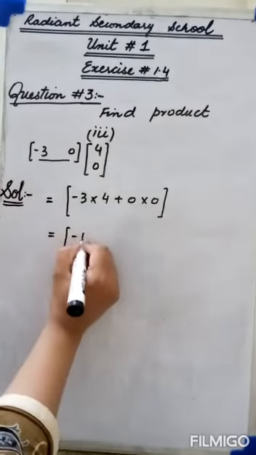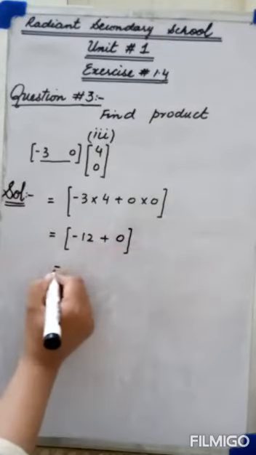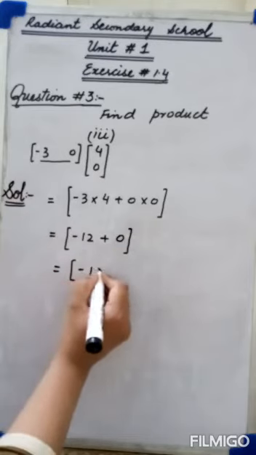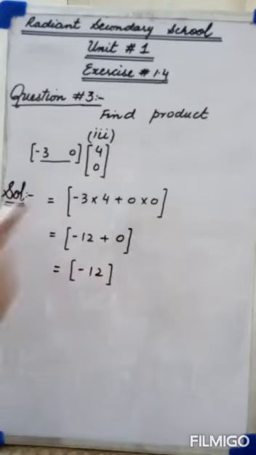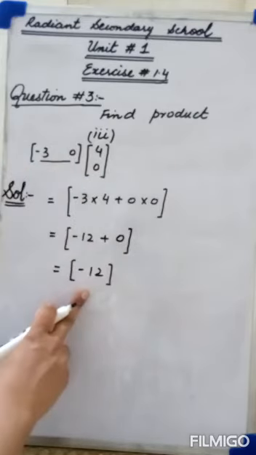This will be minus 3 multiplied by 4, minus 12, plus 0 multiplied by 0 is 0. And this will be a single entry. I have told you that when you multiply a row with a column, you will get a single entry. Okay.